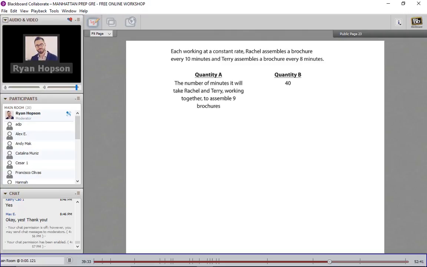How many of you started calculating a rate for both Rachel and for Terry? Give me a quick plus one in the chat there if you did it that way. All right, only a handful of you. That's a totally valid way to do it. It's going to get you the right answer. That's absolutely fine. How many of you tried to cheat off of B first?